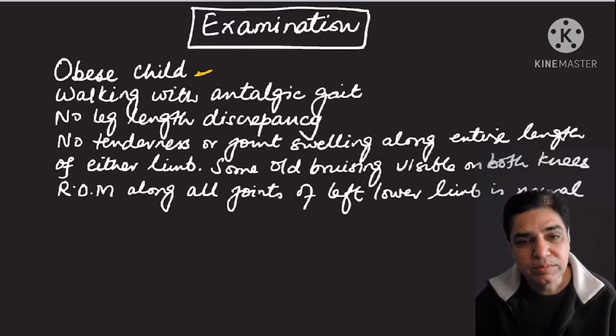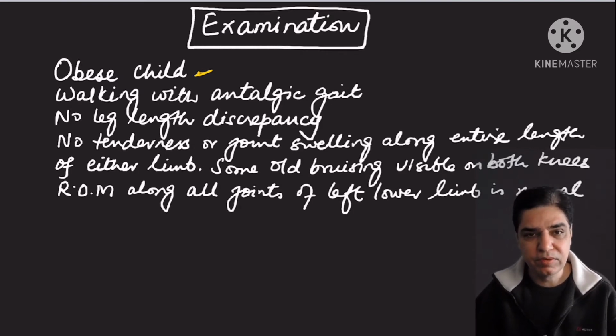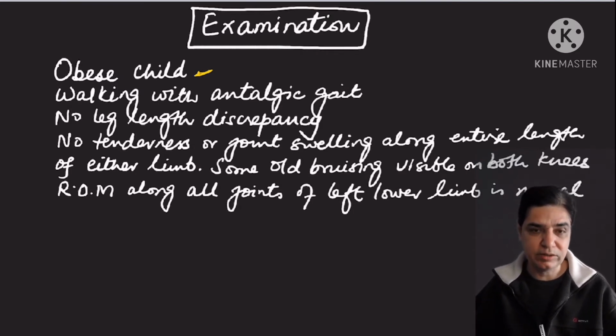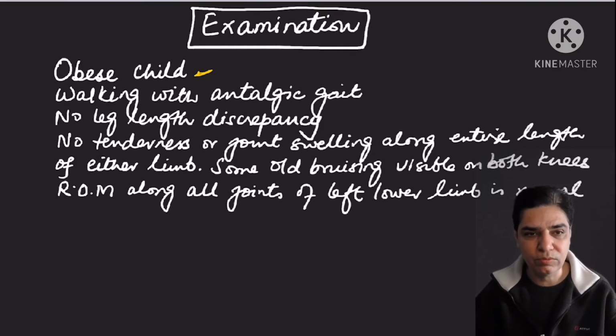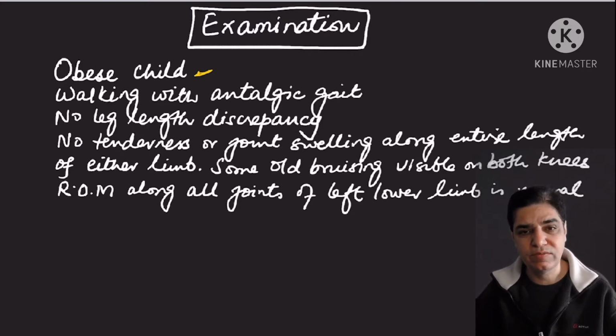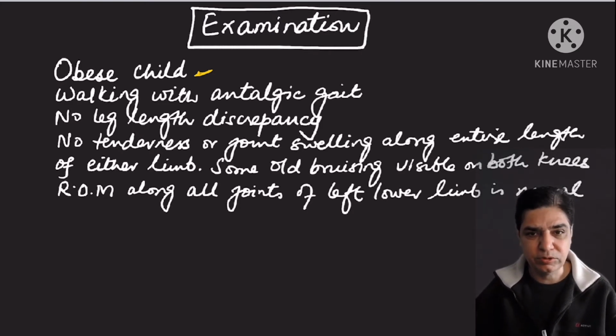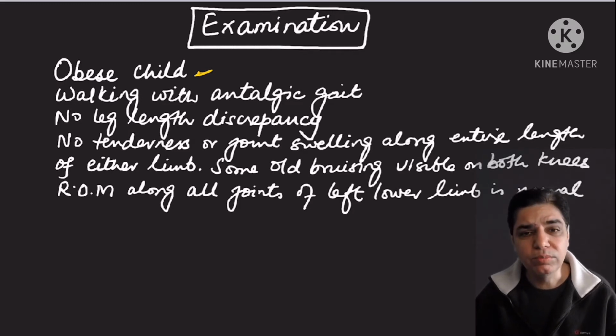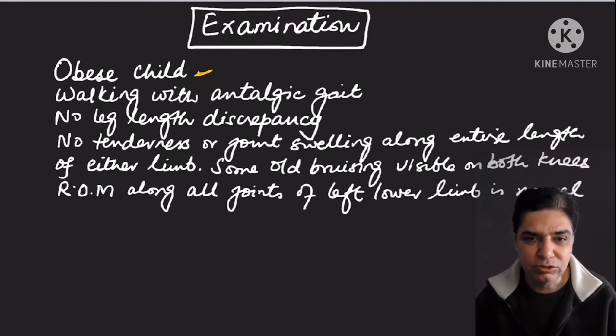Now, being put on the couch and checked for a leg length discrepancy, we found out that both legs are of equal length, so there is no shortening of one lower limb. He hasn't got any tenderness anywhere along all the joints of his left or right leg. He's absolutely fine. There are a few old bruises visible here and there around the knees, but obviously a child of this age plays around and gets bruises.